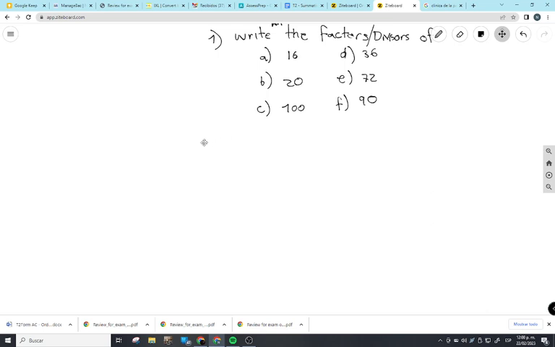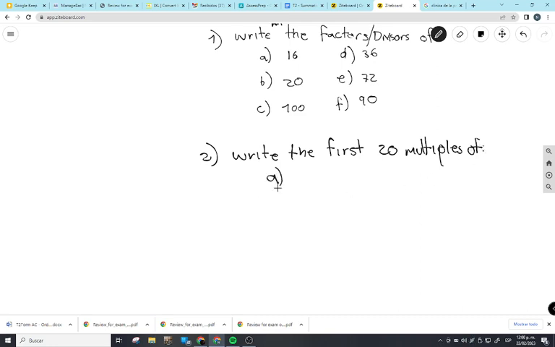Now, the second point will be write the first 20 multiples, sorry, of, so these are going to be less, A, B, and C. The first 20 multiples of 7, the first 20 multiples of 20, don't worry, it's not that much, and the first 20 multiples of 50.